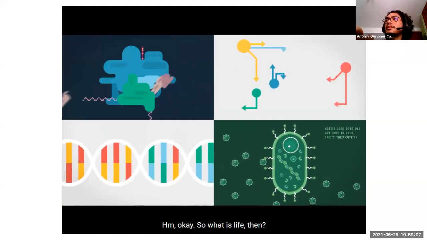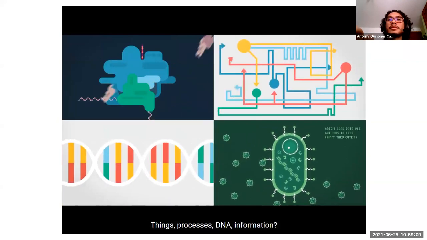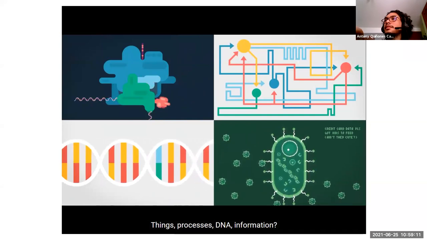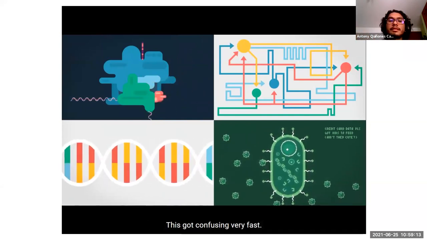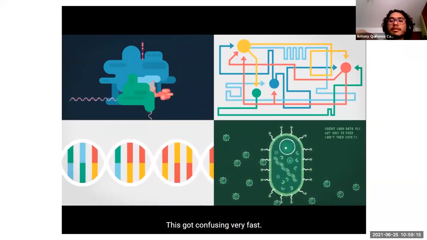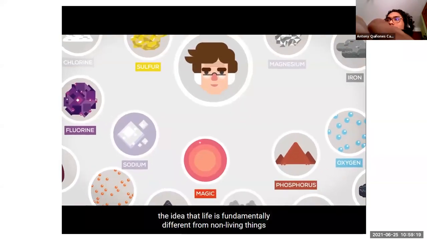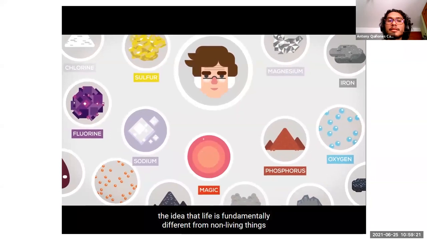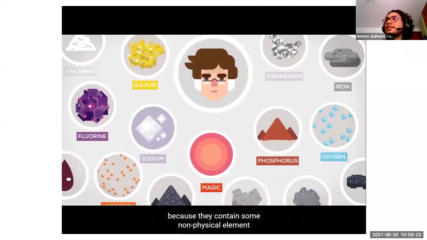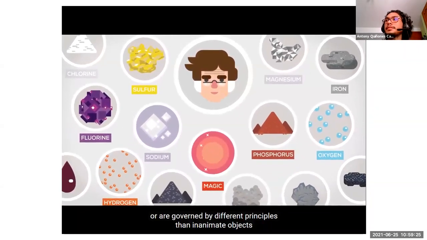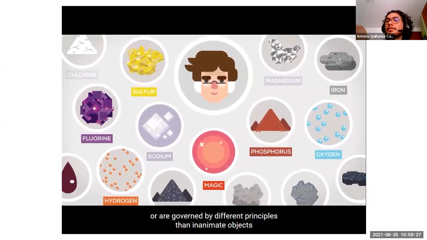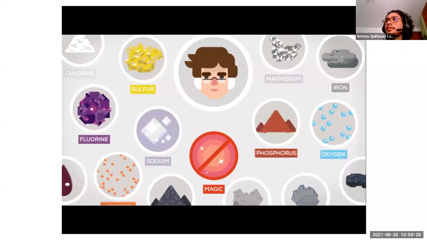Okay, so what is life then? Things? Processes? DNA? Information? This got confusing very fast. One thing is for sure, the idea that life is fundamentally different from non-living things because they contain some non-physical element or are governed by different principles than inanimate objects turns out to be wrong.